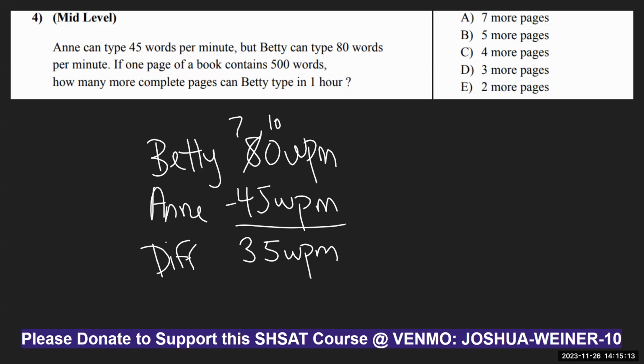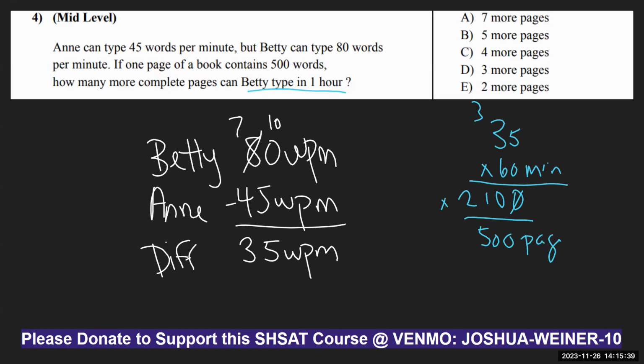How many minutes are in an hour? Because we're wanting to know how much more work Betty can do in an hour. So we have to do 35 times 60 minutes. 0. 6 times 5 is 30, carry 3. 2,100 words. She can type 2,100 extra words, but it's 500 per page, so we have to divide that by 500 per page.